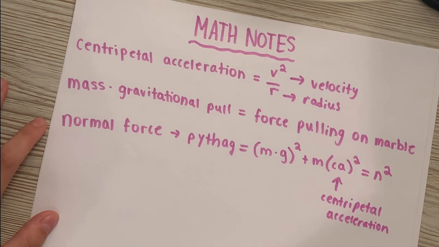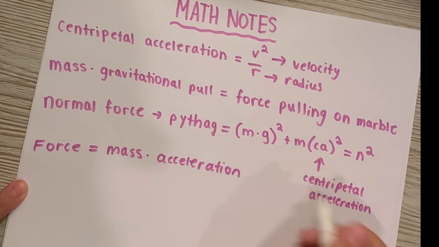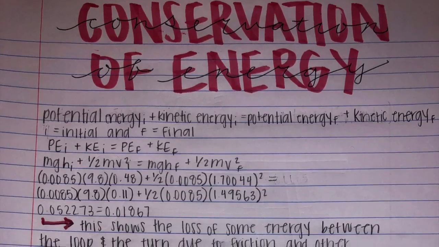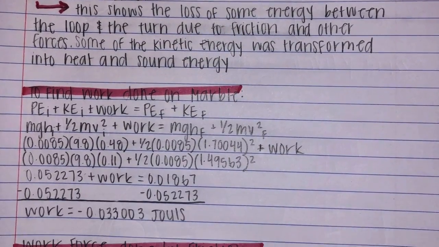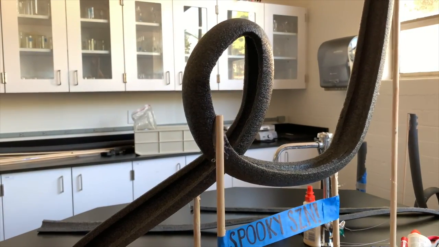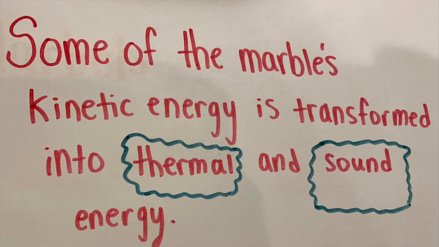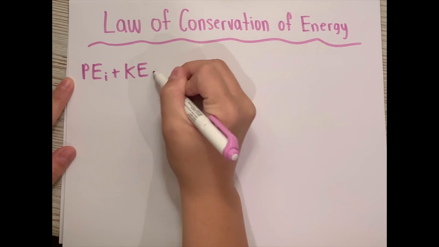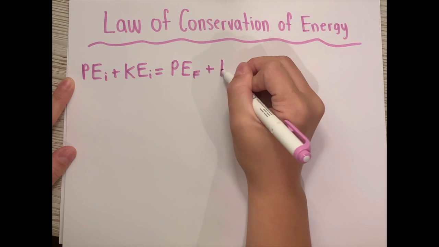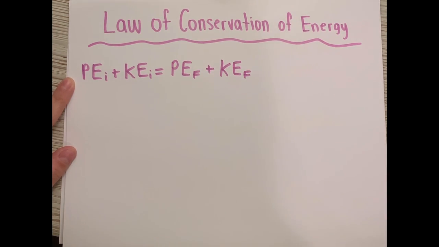The law of conservation of energy states that energy can neither be created nor destroyed. However, energy can be transformed and transferred. For example, in this roller coaster project, some of the marble's kinetic energy is transformed to thermal and sound energy due to friction. In order to prove the conservation of energy, we can use the equation initial potential energy plus initial kinetic energy equals final potential energy plus final kinetic energy.